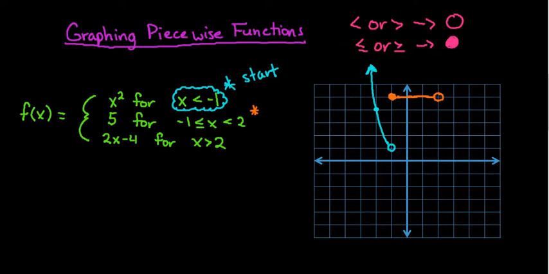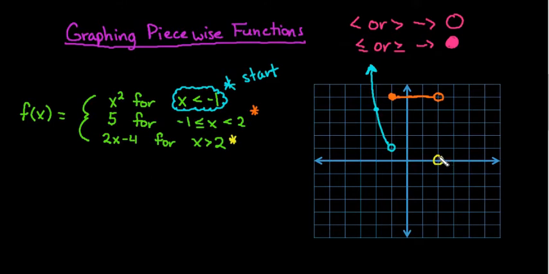And then our last piece of the puzzle here is for all values that are greater than 2. So I would start at this point, start at 2. So I would plug that in. 2 times 2 is 4. And 4 minus 4 gives me 0. So I would start at 2 and my output is 0.